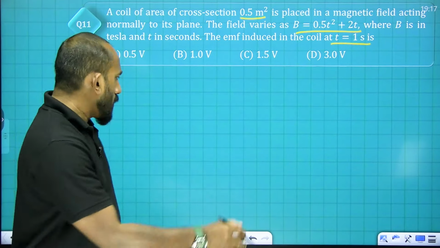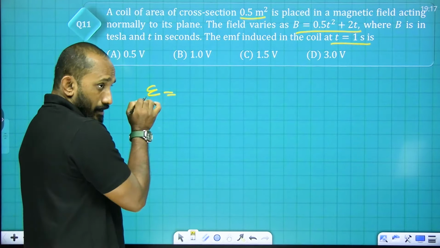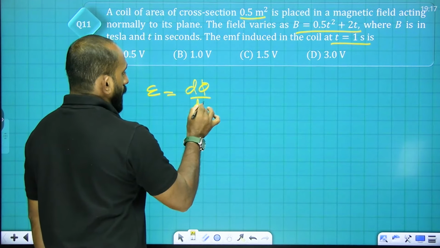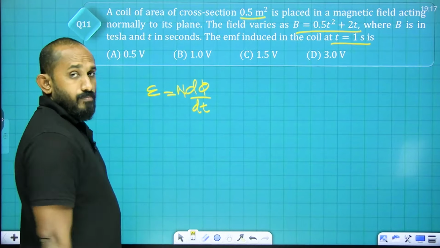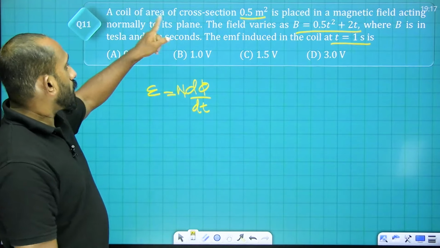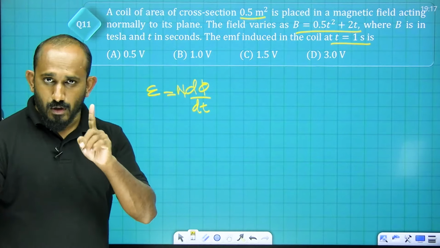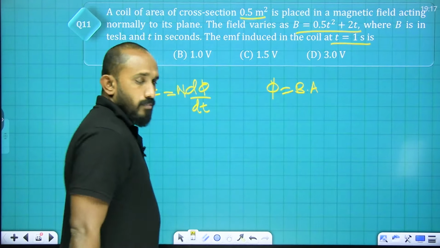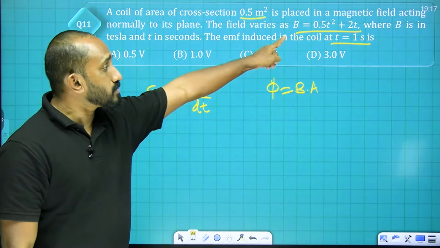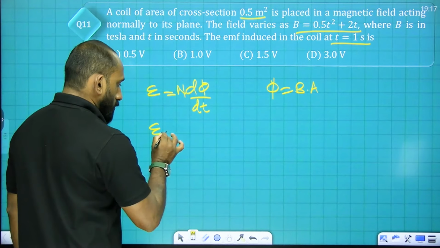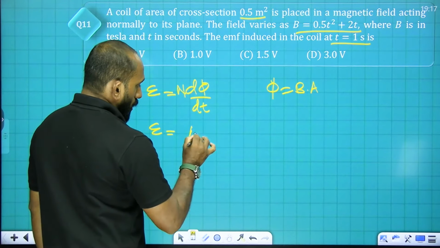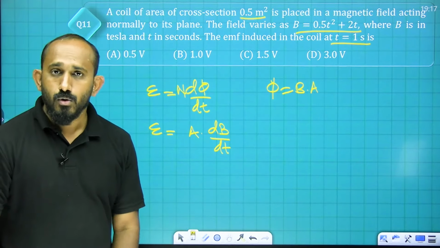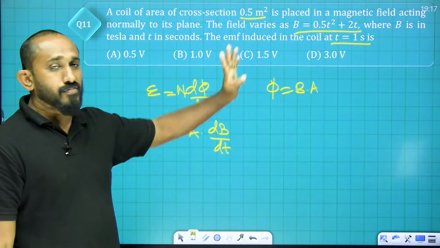So basic concept only. You have EMF E is equal to the magnitude only, the direction, that is equal to d phi by dt. And d phi by dt, of course, negative sign is there. So here coil is given, number of turns is not mentioned, so it's 1 only. Now that is phi, we have B into A for phi. Here A is constant and B is variable. So you can simplify this as E is equal to A into dB by dt. So the rate of change of magnetic field you have to find out.